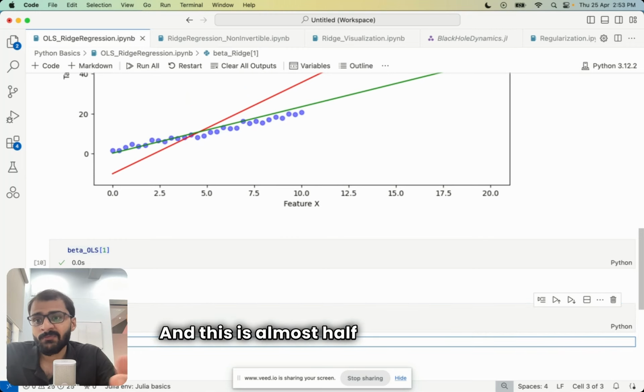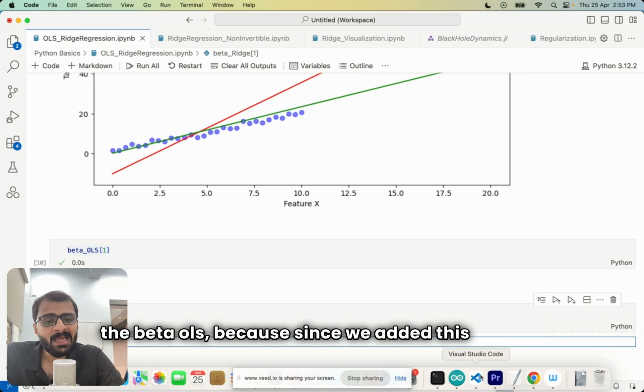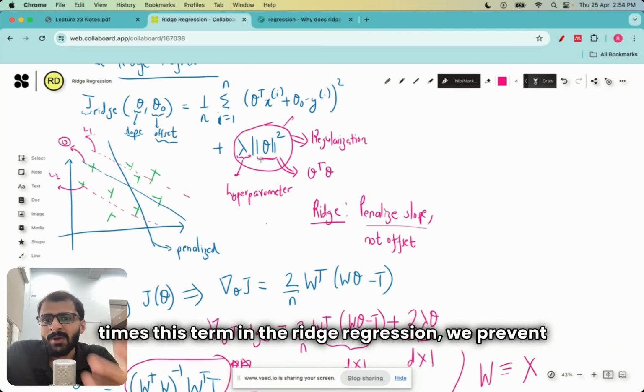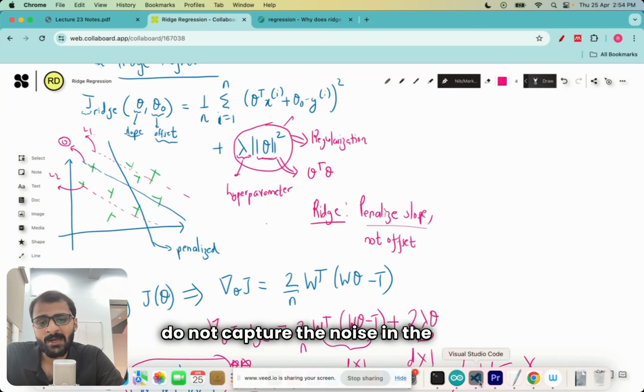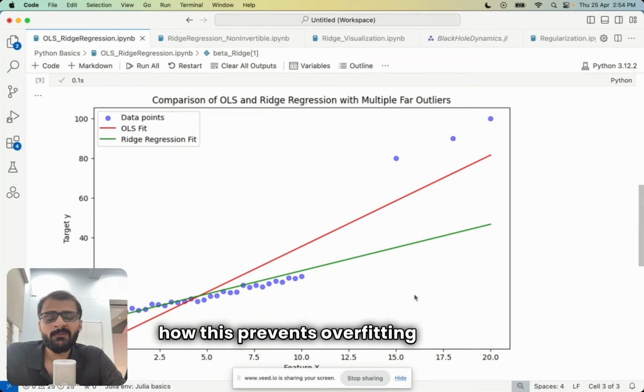And this is almost half of the slope of the beta OLS, because since we added this lambda times this term in the ridge regression, we prevent the slope from becoming too high, and hence we do not capture the noise in the data. And I want you to note how this prevents overfitting as well.